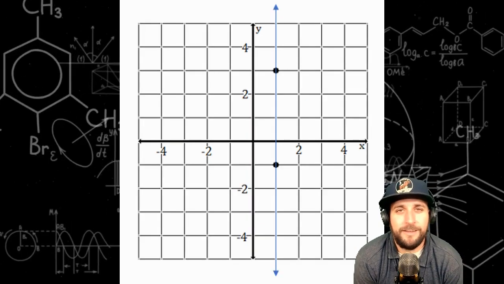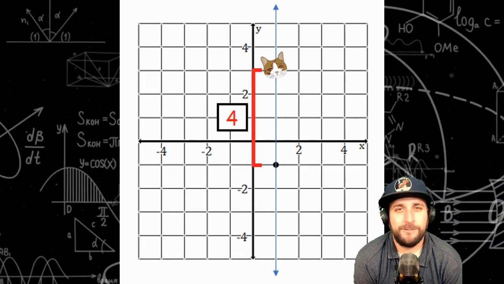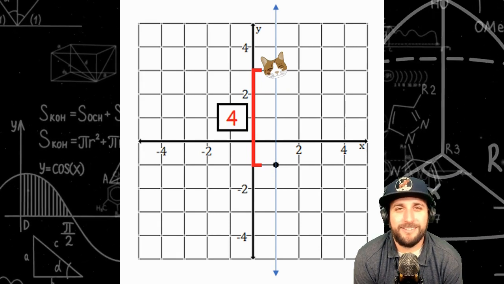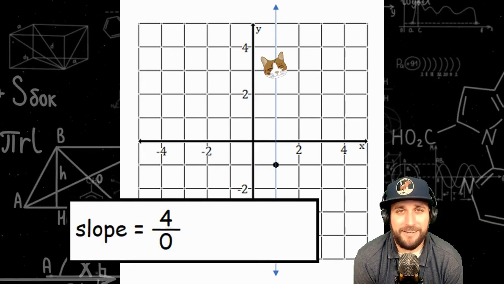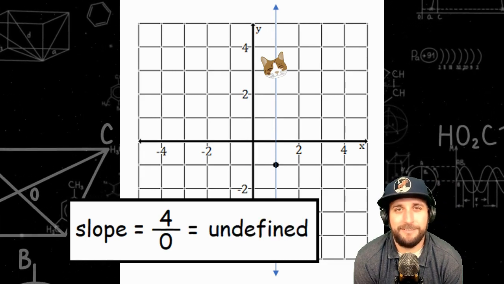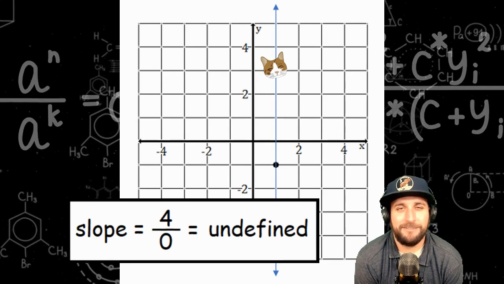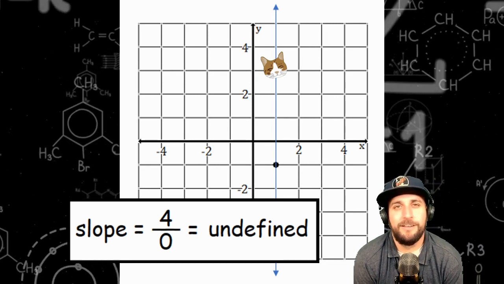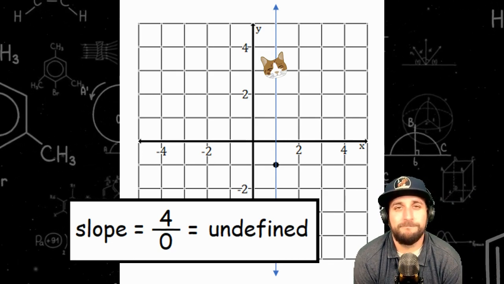On the next one, to get from that point to that point, my rise is up 4. My run is 0, so my slope is 4 over 0. We can't divide numbers by 0. It's undefined. How many zeros can fit in a 4? Infinitely many, so that's why it's undefined. So a vertical line has an undefined slope.